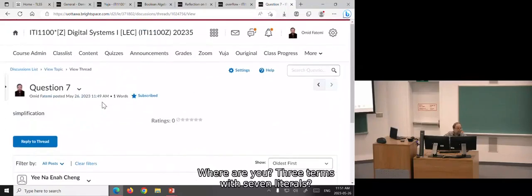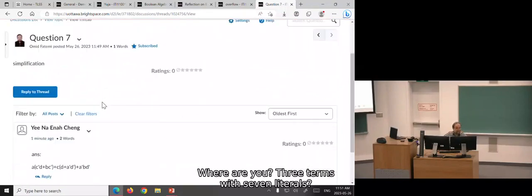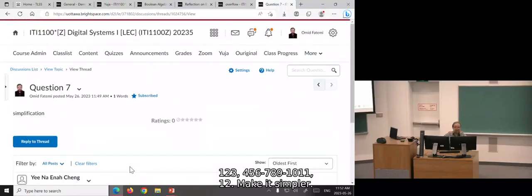Ina, where are you? 3 terms with 7 literals. You see, you have 1, 2, 3. Even if we say it is 3, which is not, then you have lots of literals: 1, 2, 3, 4, 5, 6, 7, 8, 9, 10, 11, 12. Make it simpler.